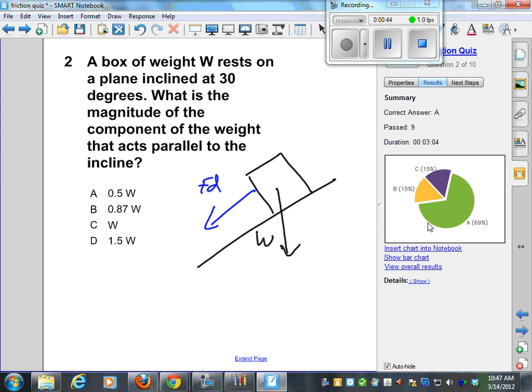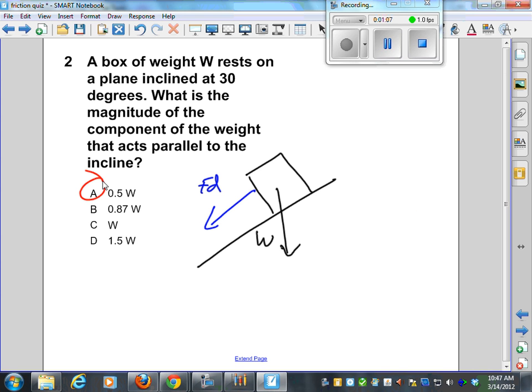This one here, I already sort of went through. A box of weight W rests on a plane inclined at 30 degrees. What is the magnitude of the component of the weight that acts parallel to the incline? In other words, how much is FD? FD is mg sine theta, but m times g, we're told, is equal to W. So it's simply sine 30 degrees. Sine of 30 is half, so 0.5 W. No, the m times g is the W. The weight is W.